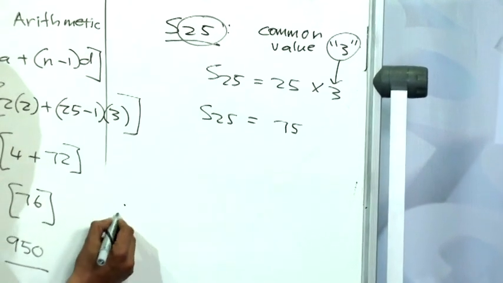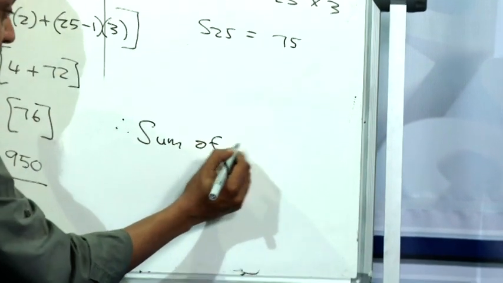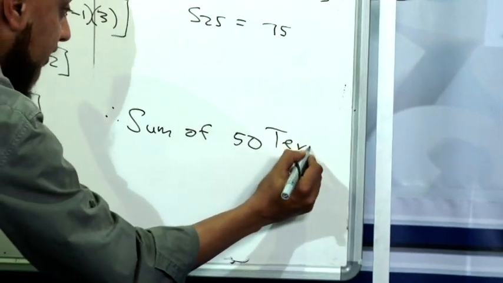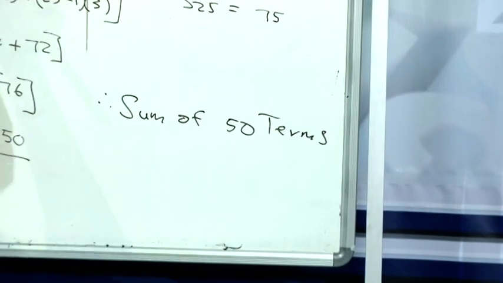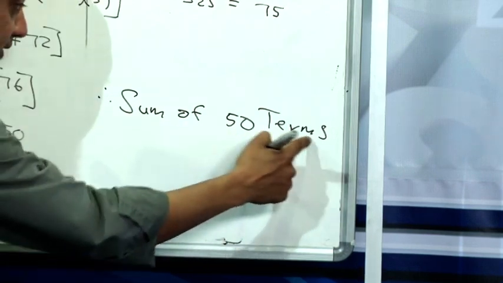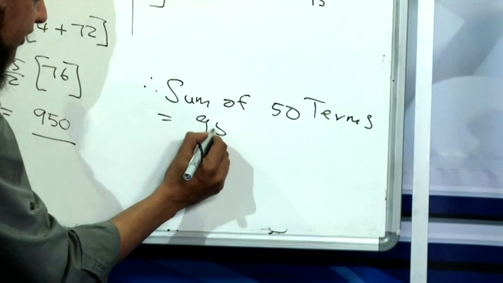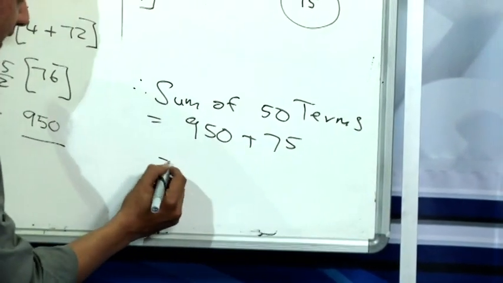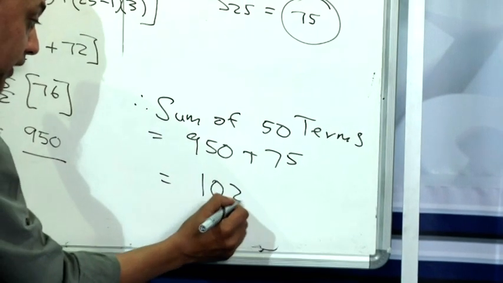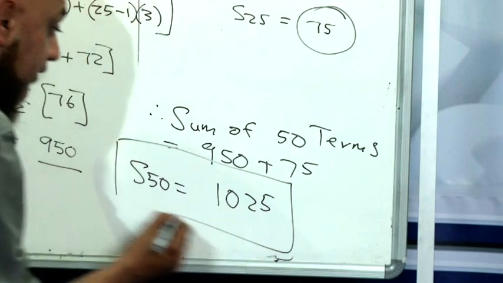Therefore, your final answer, S50, the sum of 50 terms, because that's what the question asked, find the sum of the first 50 terms. The sum of the first 50 terms is equal to S25 in my first, which is 950, plus S25 in my second, 75. 950 plus 75, 1025. And there we go. S50 is equal to 1025.